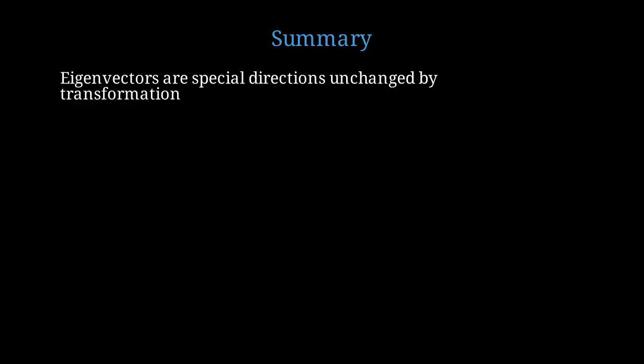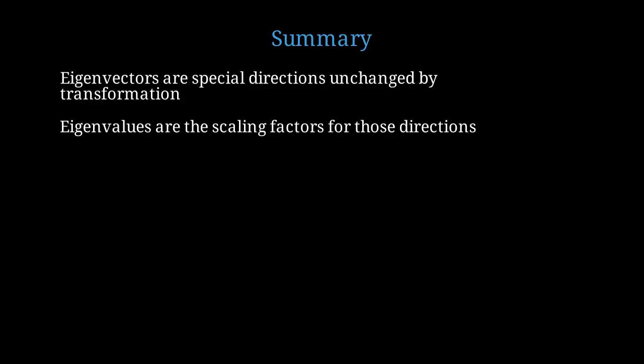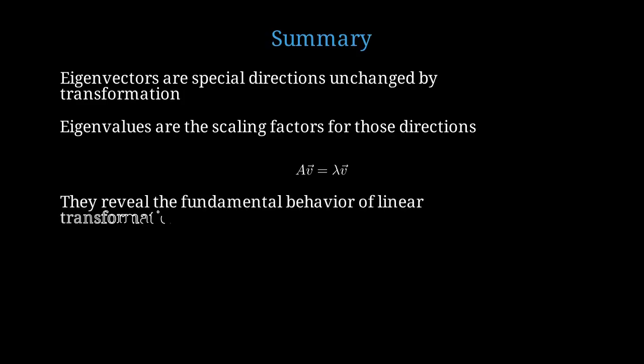Let's recap what we learned about eigenvalues and eigenvectors. Eigenvectors are the special directions that remain unchanged when a matrix transformation is applied. Eigenvalues tell us by how much those special directions get stretched or compressed. Together, they satisfy this fundamental equation of linear algebra. Understanding eigenvalues and eigenvectors helps us understand the fundamental behavior of any linear transformation.